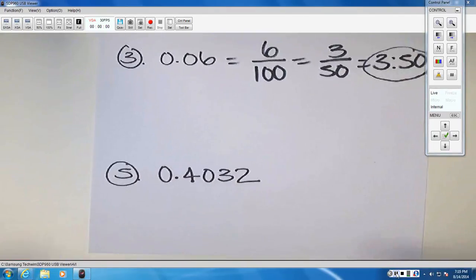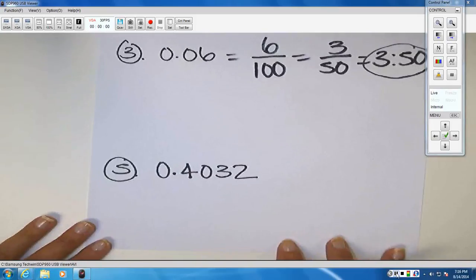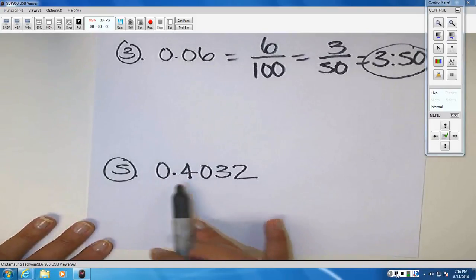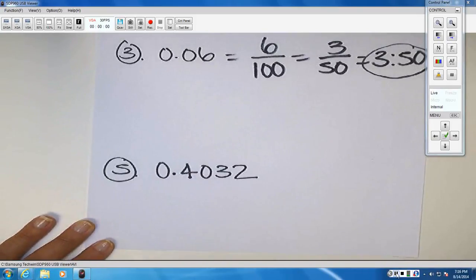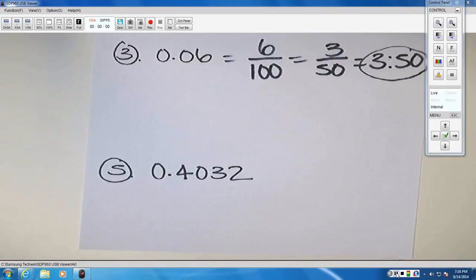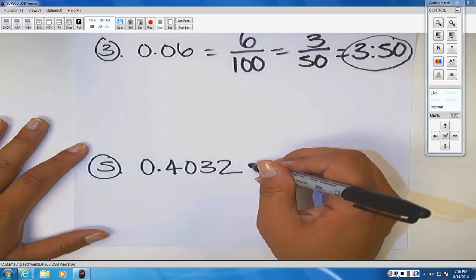Let's do another one. Number 5 is 0.4032, or 4,032 10,000ths. And if you need to, remember I wrote the page number. If you want to go to page 34, there's that table on page 34 that will tell you your tenths place or your decimal point placements, if you couldn't remember that 4 places over is 10,000. So I have this one, so I'm going to turn this into a fraction.